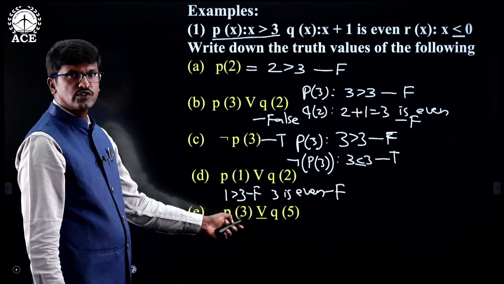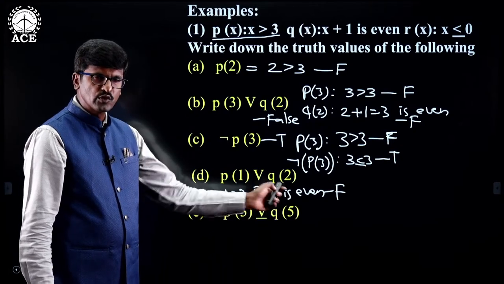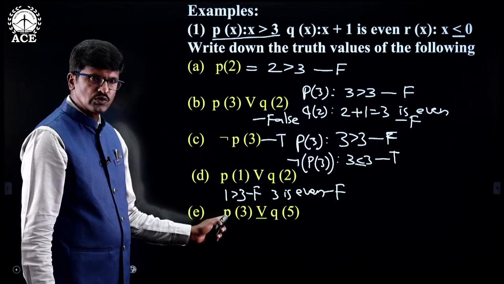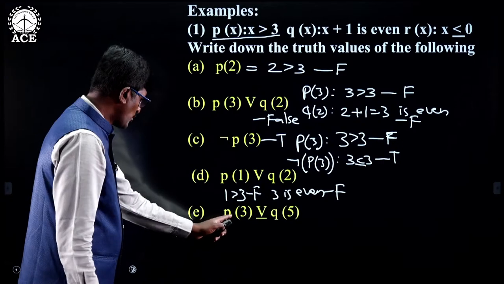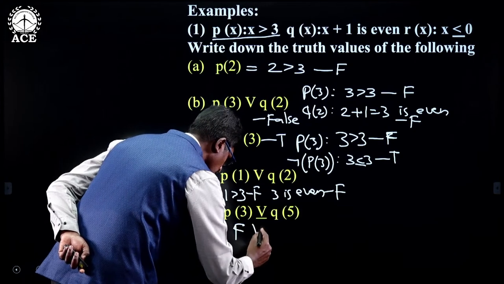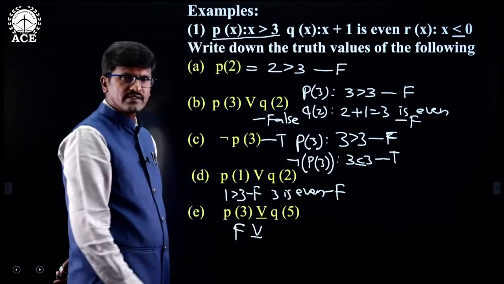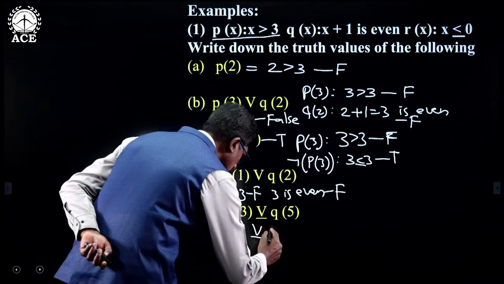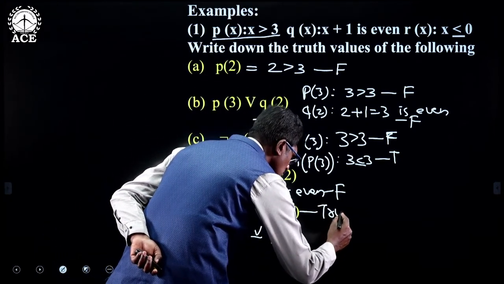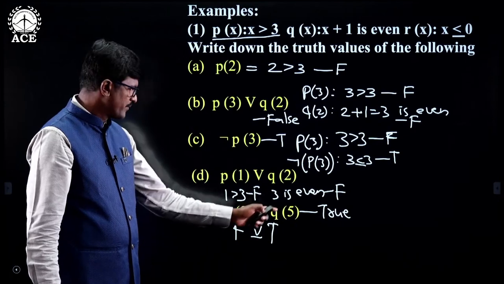3, this is the exclusive disjunction. Either P of 3 or Q of 5, but not both. The exclusive disjunction is true if either of them is true. So P of 3, what is P of 3? 3 is greater than 3. This is false. Q of 5, so this is Q of x. 5 plus 1 is 6. 6 is an even integer. Yes, true. So if either of them is true, then the exclusive disjunctive statement is true. So the exclusive disjunction of P of 3 and Q of 5 is true.